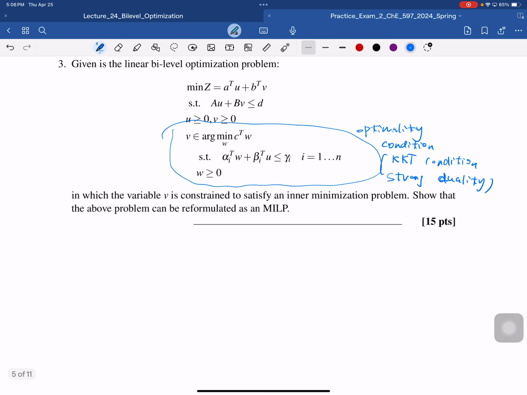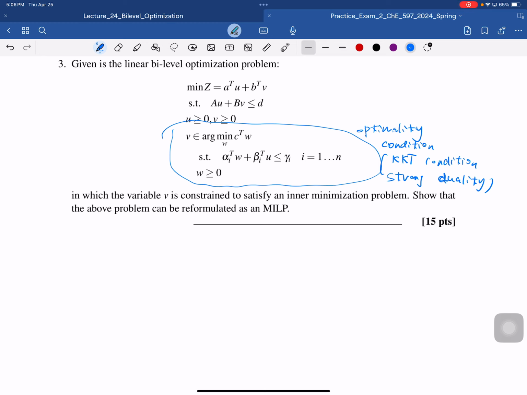Professor? Yes? When I was preparing that exercise, I was wondering for the big M reformulation, do we need to pick the value of M? You don't need to do that because for this, we do not give you a numerical value, right? So we don't know what the optimal big M is.